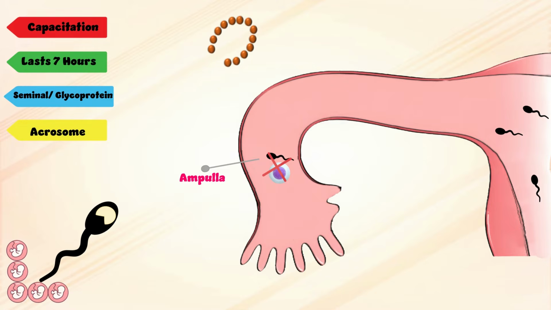So, you can memorize capacitation. As the word itself indicates, the sperm is capable of fertilizing the egg after capacitation. I hope so many important concepts have been cleared to you. Now, let's move into detail.